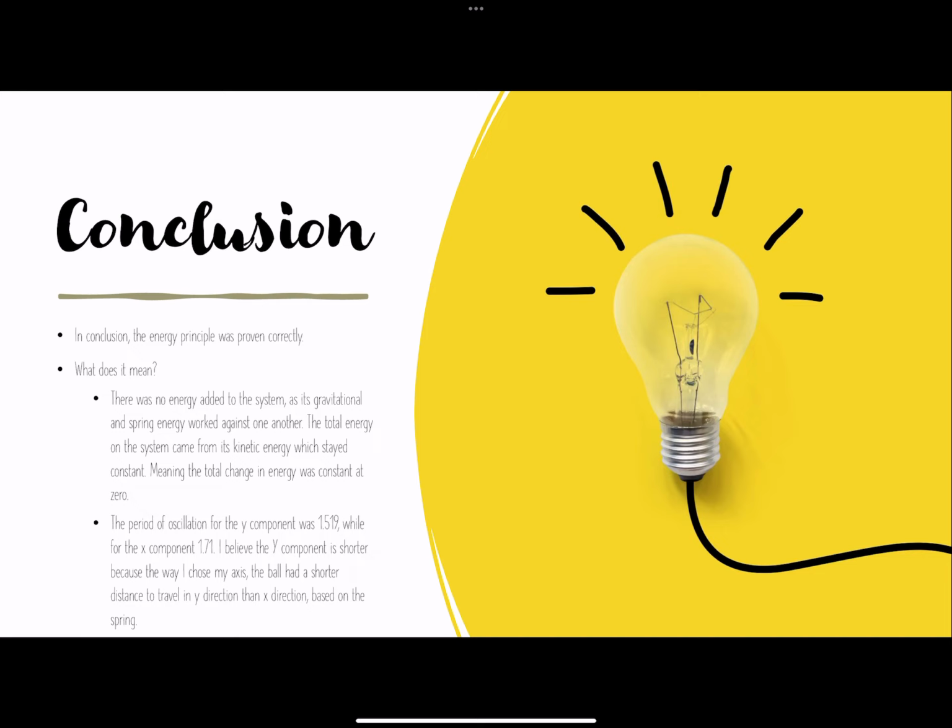The period of oscillation for the y component was 1.519, while the x component was 1.71. I believe the y component is shorter because of the way I chose my axis, the ball had a shorter distance to travel in the y direction than the x direction based on the spring.